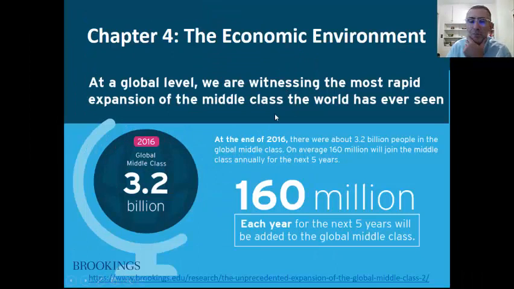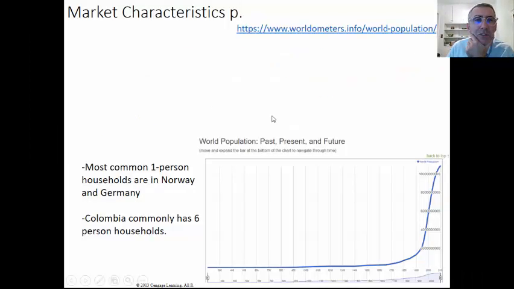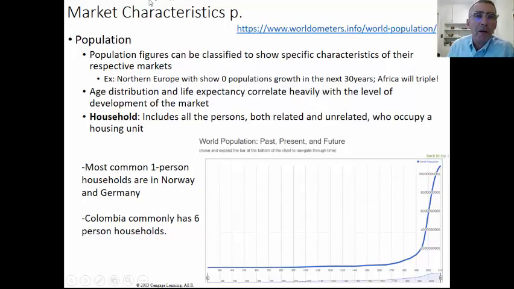All right. So going back, let's go to the second slide. Market characteristics is what we're looking at. Now, population figures can be classified to show specific characteristics of their respective markets. So for example, Northern Europe will show zero population growth in the next 30 years. Africa will triple. This is from your textbook, I believe, page 92, 93, right around there. And again, this is very telling.